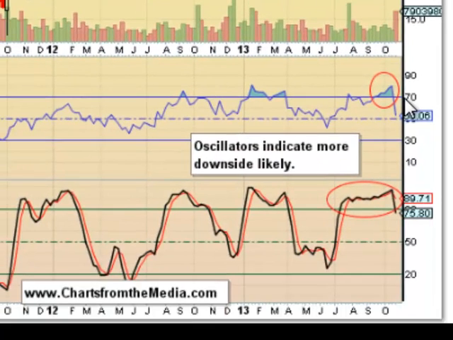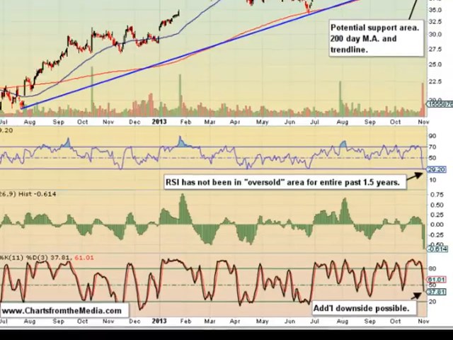Looking down at the oscillators, the RSI had been recently in the overbought area and has come down, and stochastic has just recently crossed down from the overbought area. So the oscillators still indicate that more downside is likely.